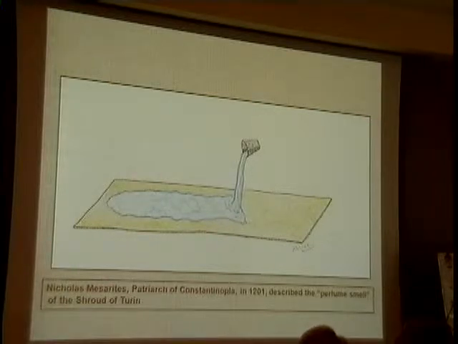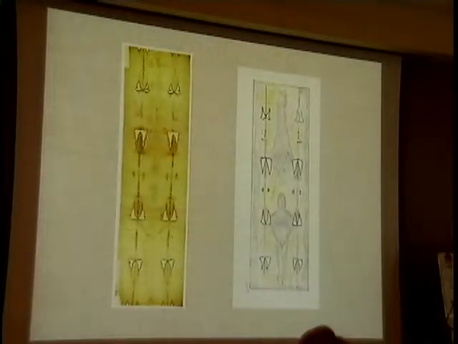We also have some historical references, like the Patriarch of Constantinople in 1201, Nicholas Mesarites, who described the Shroud of Turin as a cloth with a perfume smell, a very strong perfume smell, and it means that it had to be in contact with some kind of this product to keep the smell for so long.